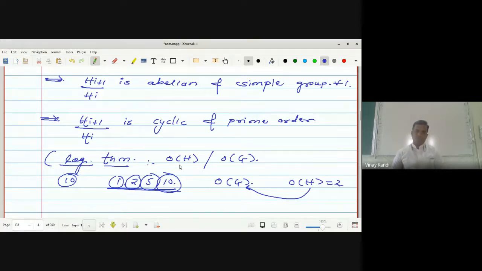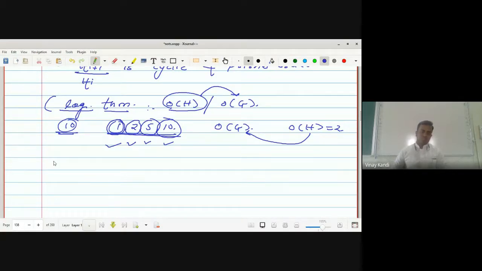What does it say? Order of a subgroup always divides order of a group. But if the order of a group is 10, we cannot say that a subgroup of order 1, of order 2, of order 5 or of order 10 must exist. Okay, but for an abelian group the converse of Lagrange's theorem is true.